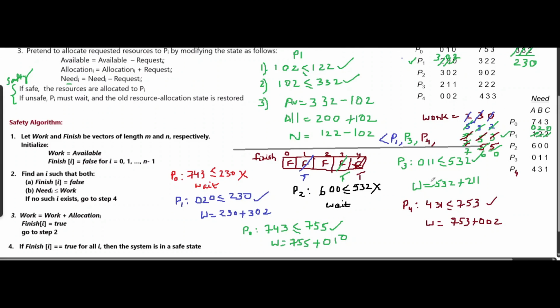302. Did I add 302? No. Where is P1? 302. Then 532, and then P3: 532 plus 211, that is 7, 3 plus 1, 4.